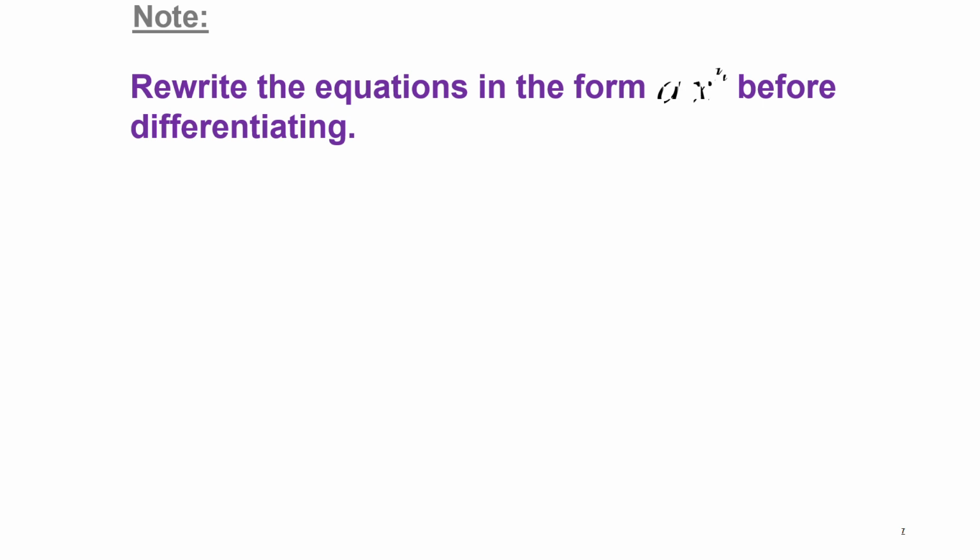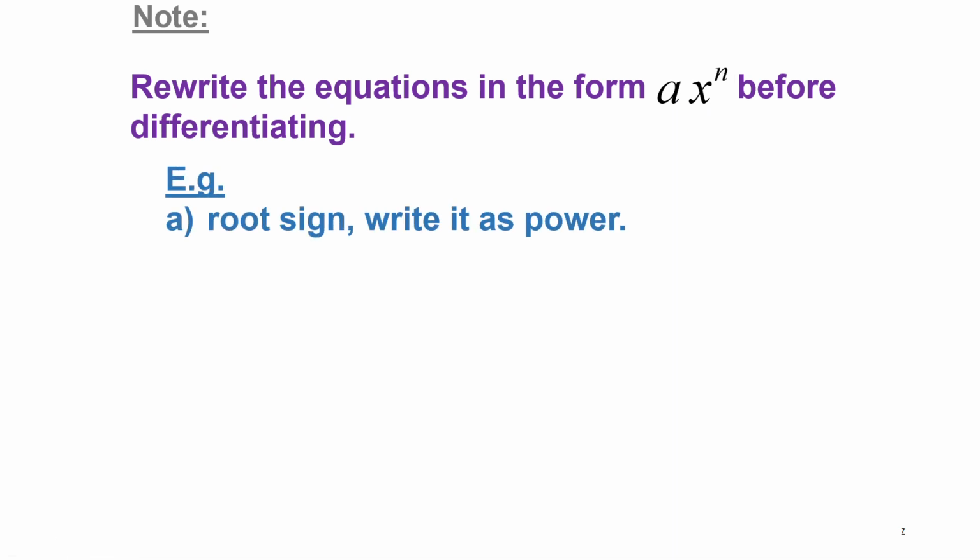We need to rewrite the equation in this form, ax power n, before differentiating. That is why we were putting that in terms of power, root of x or cubic root of x. It has to be in this form, then we can differentiate. We need to have a power. That is why we say it's a power rule. Root sign, write it as a power. Root of x same as x power half. Cubic root of x is same as x power 1/3. Now fourth root of x will be x power 1 over 4, and so on.